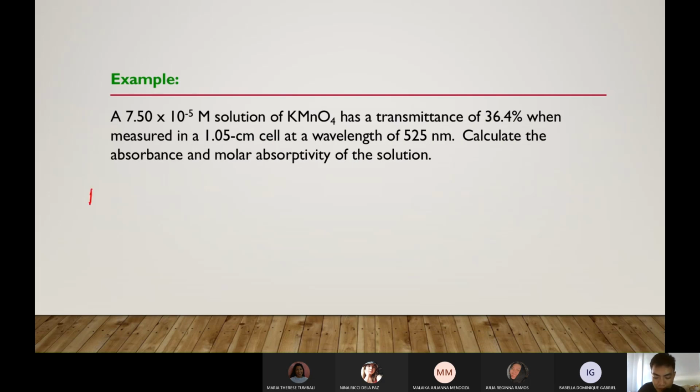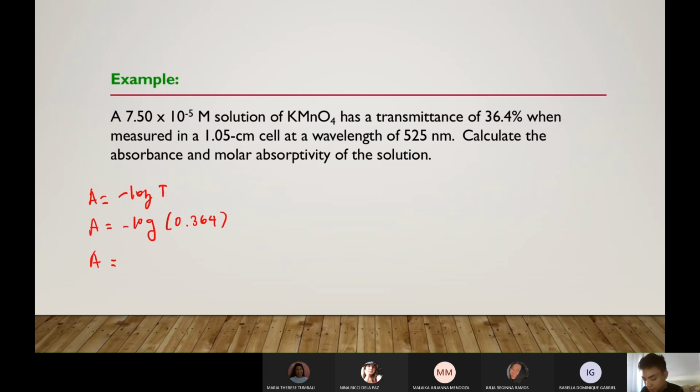You know, absorbance is equals to negative log of T. So that's negative log of T. Yung T, di ba naka-percent yan? Usually gagawin mo decimal yan. Okay? So convert mo yan into decimal. So you have 0.364. Okay? Let me clean up my handwriting. Yan. Gagawin mo decimal yung transmittance, ha?